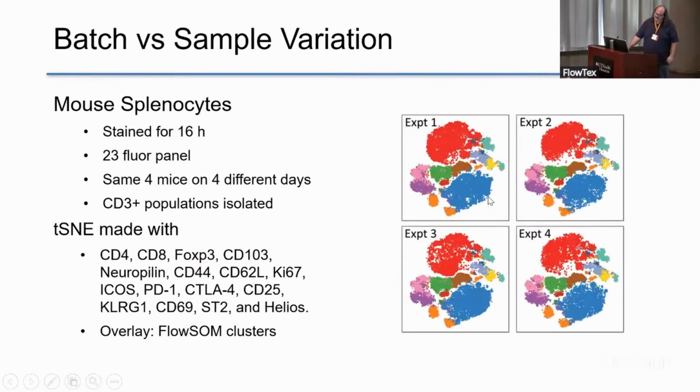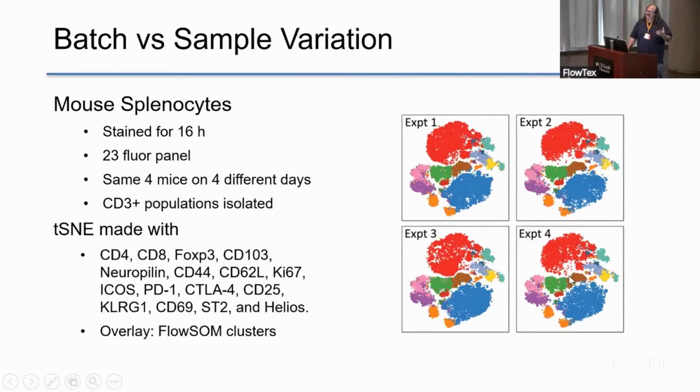Next, they actually did another study. This one was done with mouse splenocytes, and was done at 16 hours for all of these. So this doesn't have a short time versus overnight. This is just all of them are overnights. Okay, these are 23 color panel, and then they did the same 4 mice on 4 different days. So essentially, they froze them and they took out the freezes 4 different times. And then they looked at the individual t-SNE graphs. So this is one of the mice. As you can see, they're exceedingly similar.